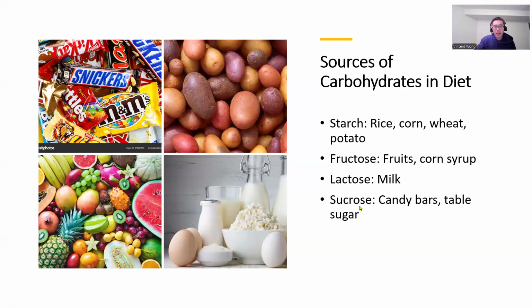Sucrose is regular table sugar. It's the stuff in your kitchen, and boy, it's everywhere in everything that we eat, basically. Candy bars, peanut butter, jam, orange juice, all these things are packed with sucrose. If you look at a can of Coca-Cola, it has like 34 grams of sugar in it. The sugar that they're talking about, that's sucrose. So lots of sources of carbohydrates. Not all of them are good carbohydrates, of course, but it's not something that we need to completely cut out. In fact, we need carbohydrates to survive.